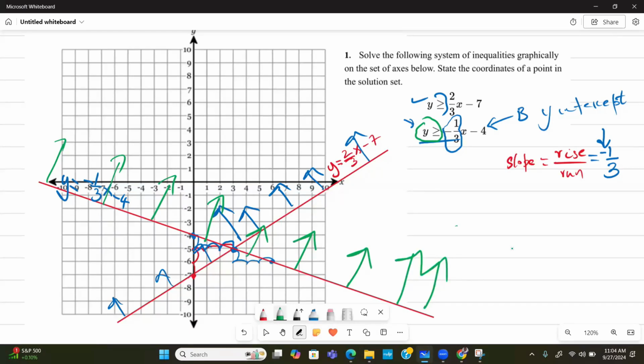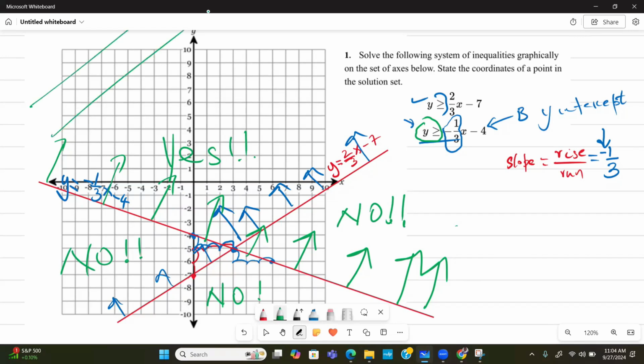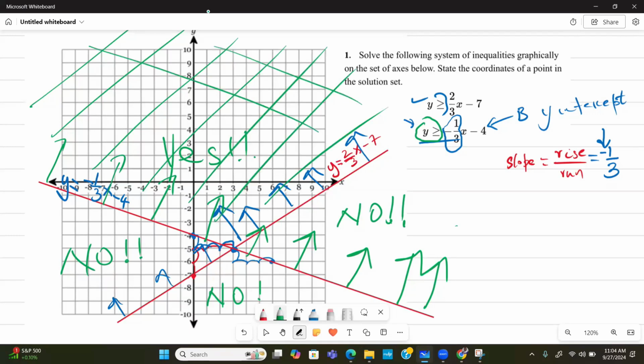So you could see that this is a no because only one set of arrows is pointing there. This is actually a no region as well. This is actually a no region as well. The only yes I have is on top here. I'm seeing the green and the blue linking together there. So the solution is all the way in this region right here. This is the solution region, right?